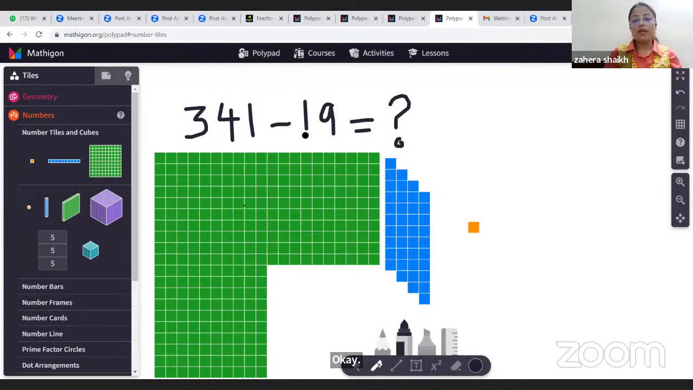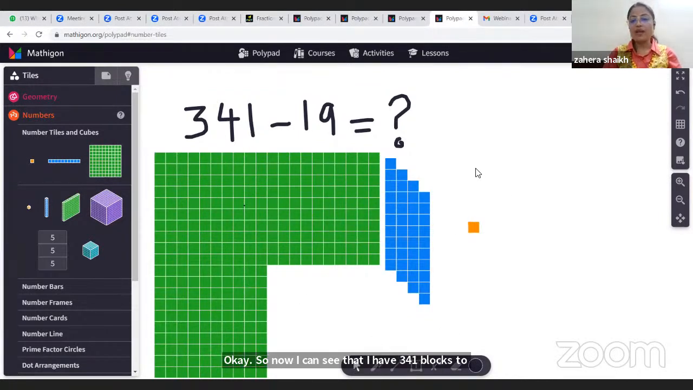Okay. So now I can see that I have 341 blocks to represent, where 3 flat squares of 100 unit blocks are there and 4 towers of 10 and 1 unit. Now I have to subtract 19, where I can see that there is 10 and 9 ones. So if I consider the smallest value of this number, I have to subtract 9 units from this 1 unit, which is not possible.